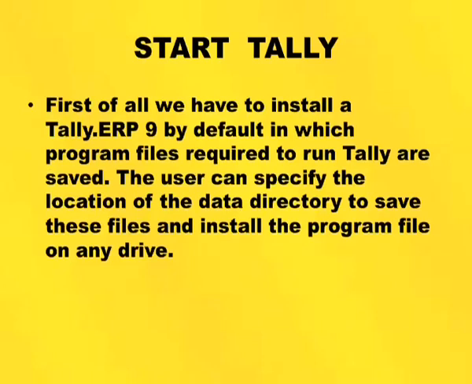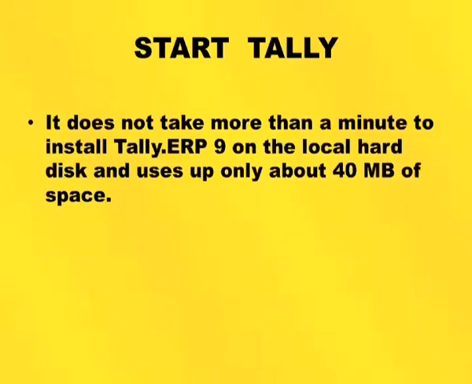Now, dear learners, let us go to our next part, that is getting started with Tally. First of all, we have to install Tally.ERP 9. By default, the program files required to run Tally are saved. The user can specify the location of the data directory to save these files and install the program file on any drive. It does not take more than a minute to install Tally.ERP 9 on the local hard disk and uses up only about 40 MB of space.